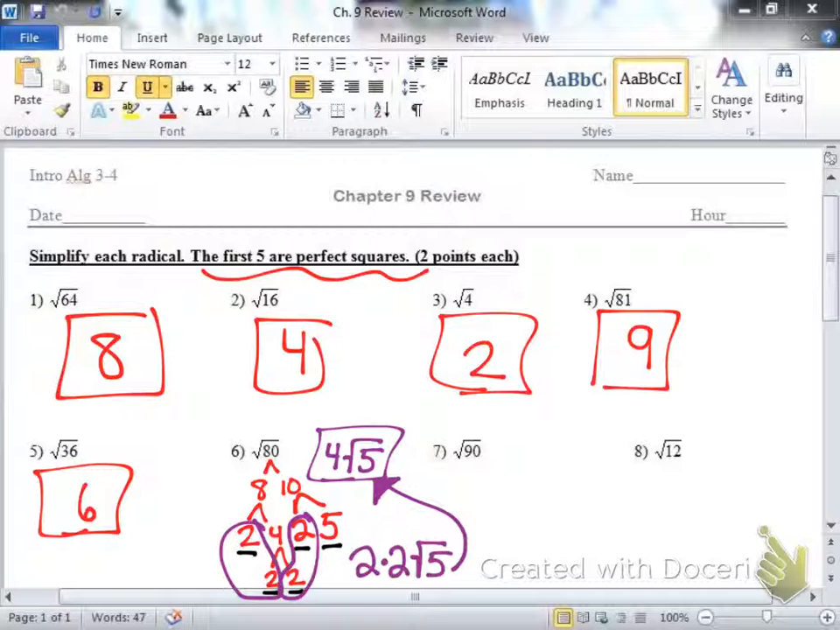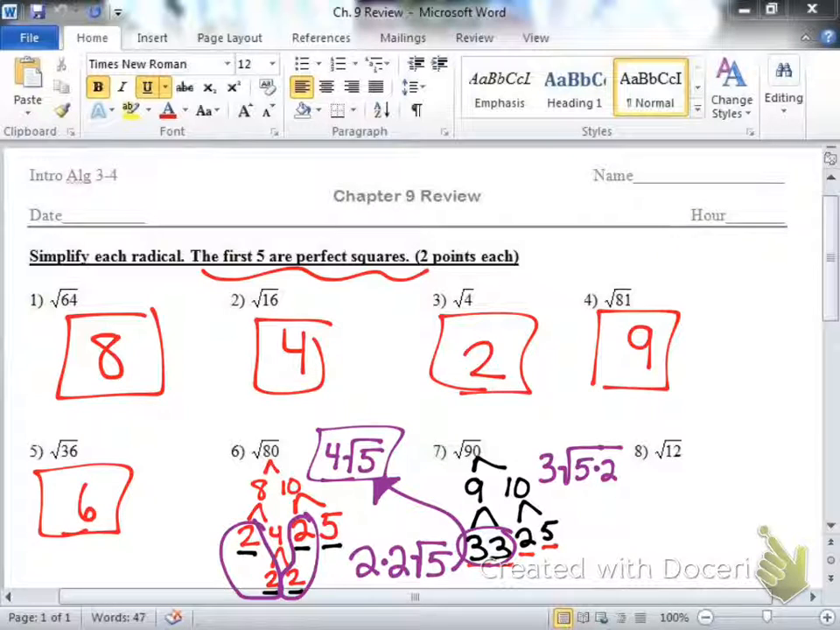All right, we can go to number 7. What's the tree for number 7 look like? 9 and 10. 3 and 3. 5 and 2. Good. So our prime numbers are 3, 3, 2, 5. Who's coming out? The 3's. Who's staying inside? The 5 and the 2. So you multiply those together. What is 5 times 2? 10. So your final answer here is 3 on the outside, 10 on the inside. So we say 3 square root 10.